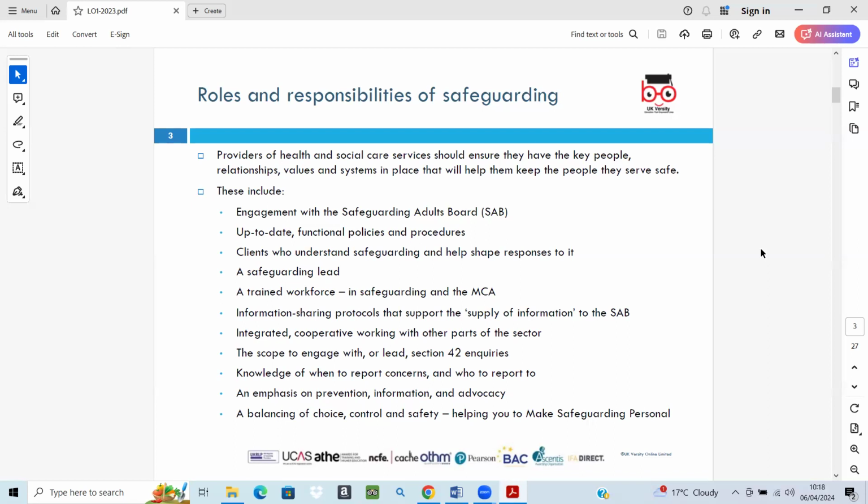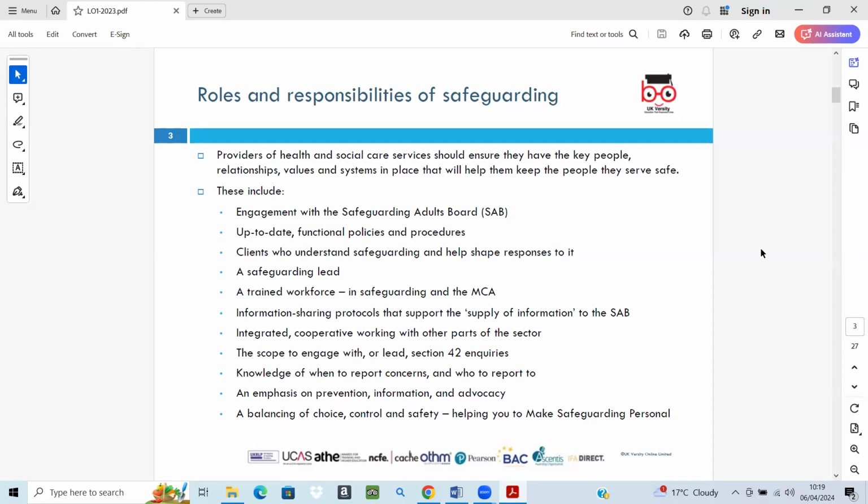If we discuss the information sharing protocols that support the supply of information to the SAB, effective safeguarding requires appropriate sharing of information between organizations, and the protocol should facilitate this while respecting confidentiality. So this is very important. We always keep confidentiality.